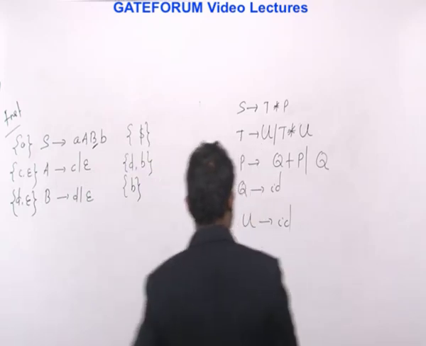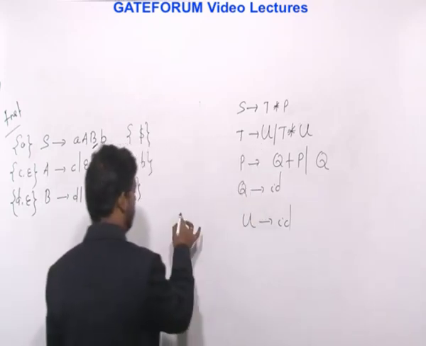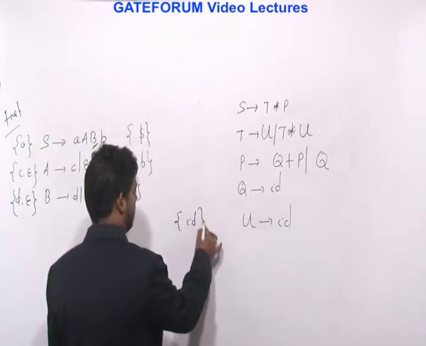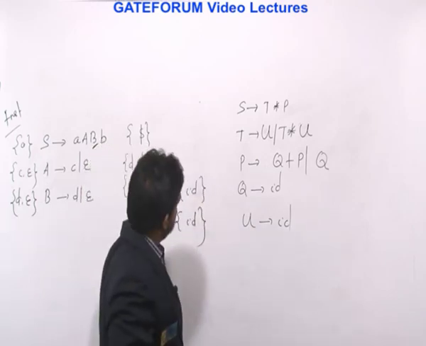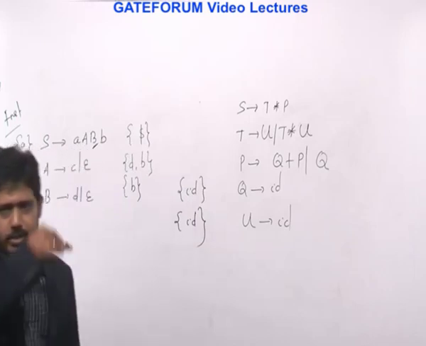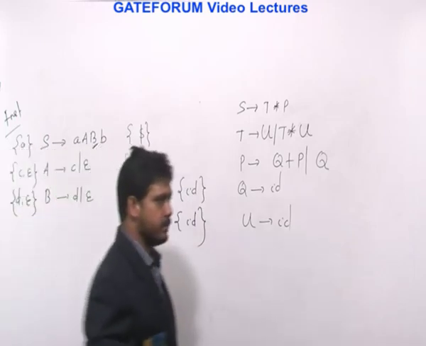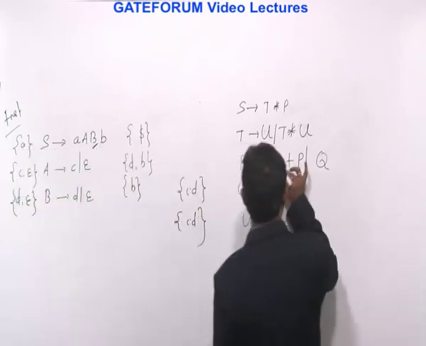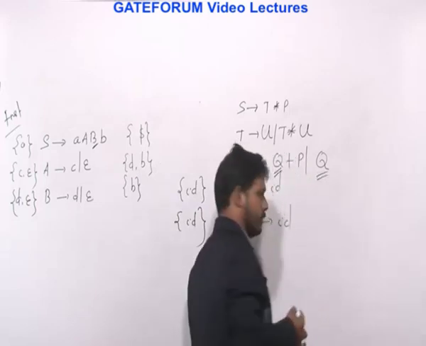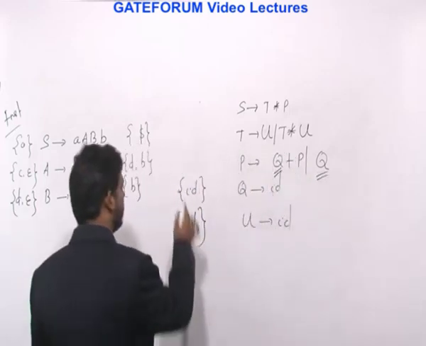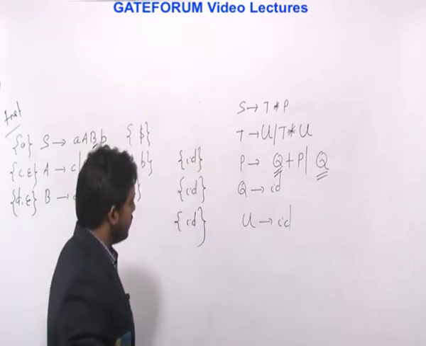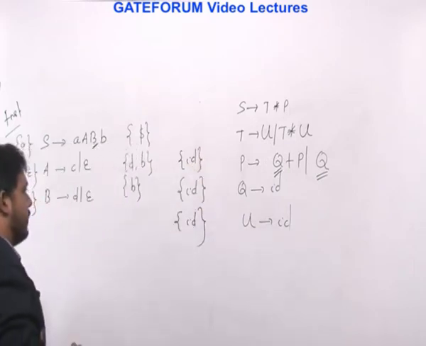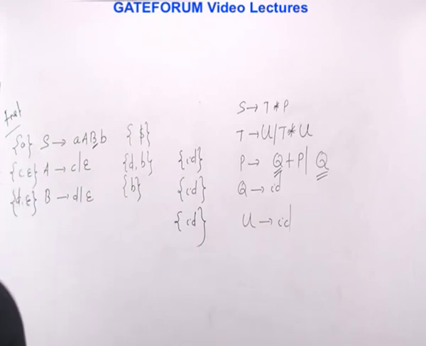So what is the first set? First of U is ID. First of Q is ID. What is first of P? First of P is first of Q. Two productions are there and both are saying the same thing: first of P is first of Q. Then it should include the ID part. What is first of T? First of T is first of T star U.